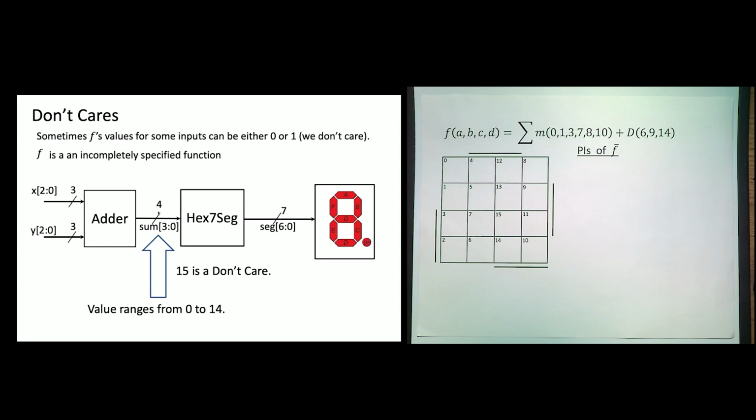Now I am going to do the logic for this hex 7 seg, taking advantage of the fact that 15 is not going to occur, which means that when I come up with the logic for hex 7 seg, I could decide what the output for 15 should be. I can make it 0, or I can make it 1.